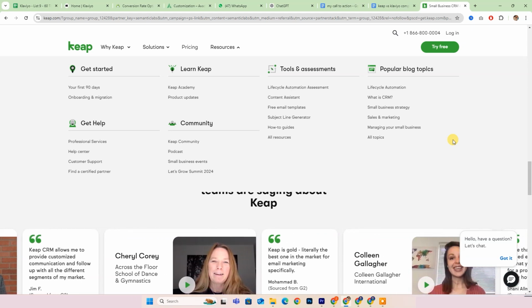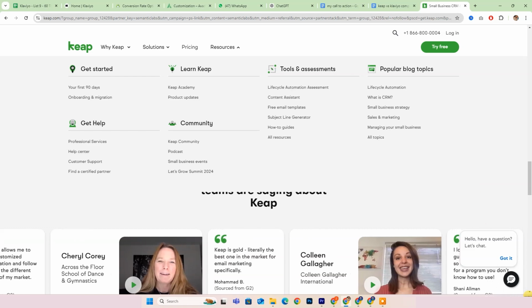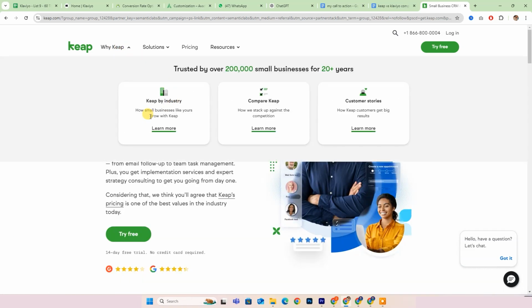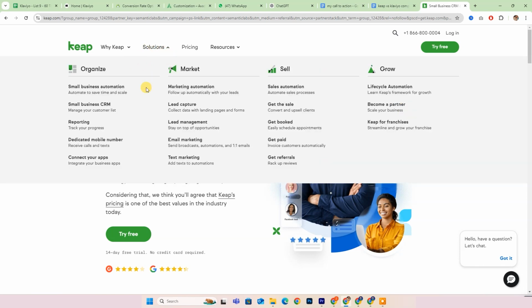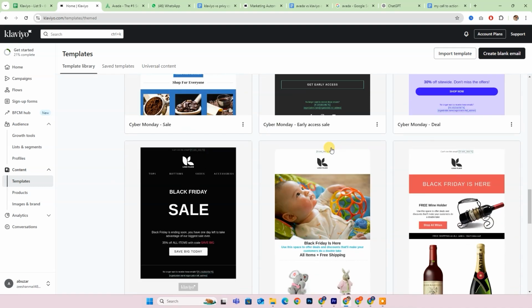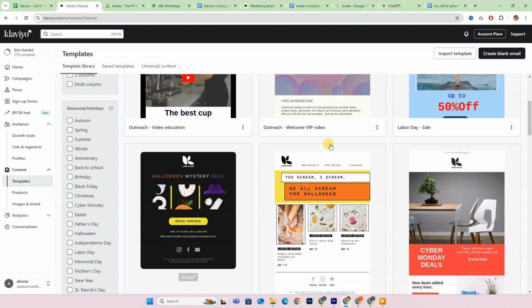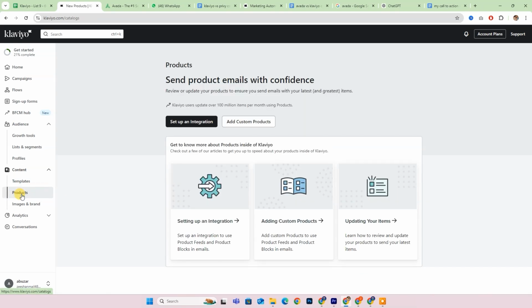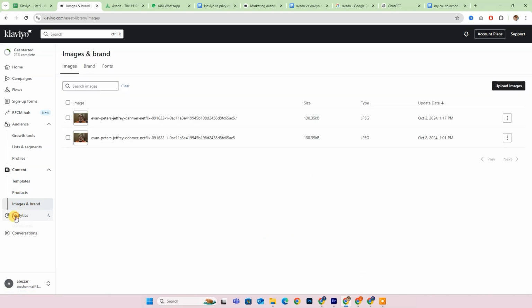When deciding between Keap and Klaviyo, consider your specific business needs. Keap is an excellent choice for small businesses seeking a comprehensive solution to manage their entire customer lifecycle, as it integrates CRM, marketing automation, and sales management into one platform. On the other hand, if your primary focus is on email and SMS marketing, particularly for e-commerce businesses, Klaviyo stands out as a powerful option, offering advanced tools for targeted communications and customer engagement.